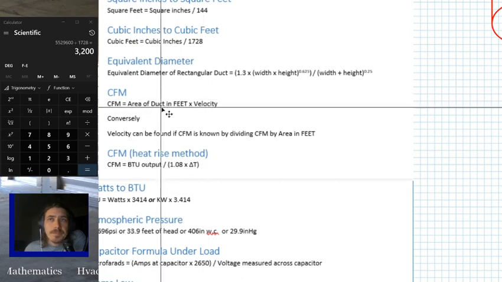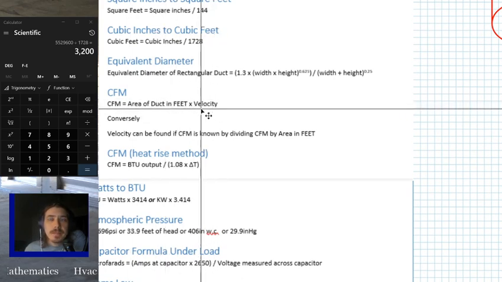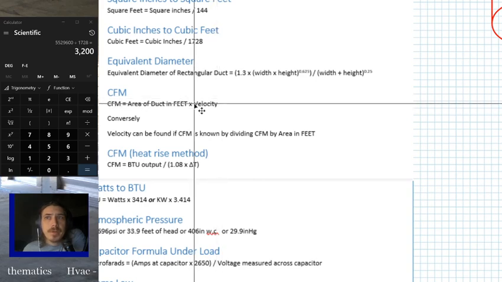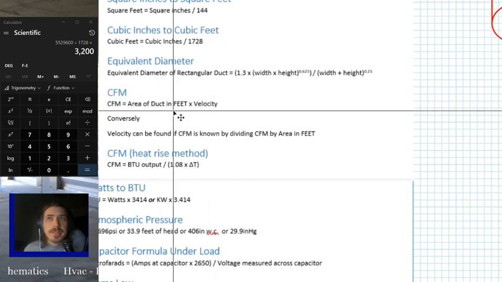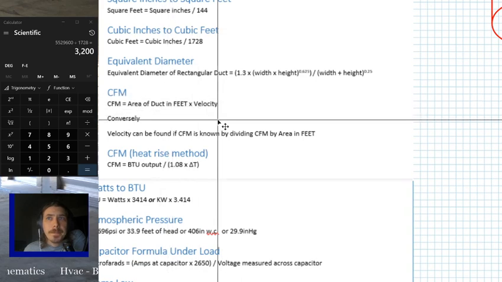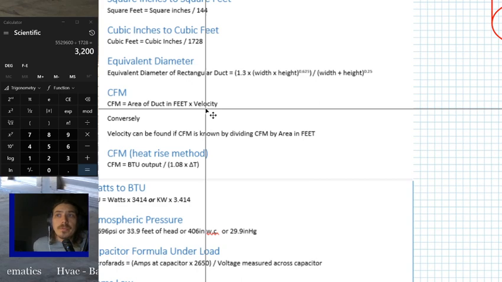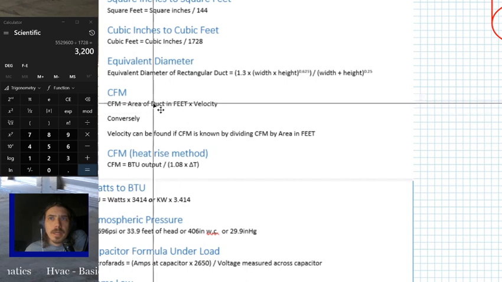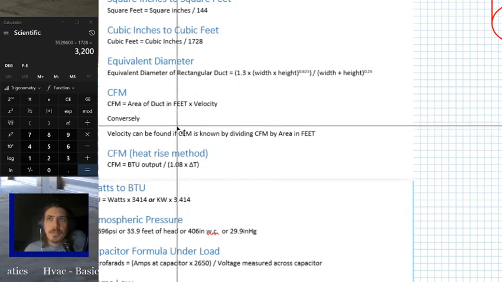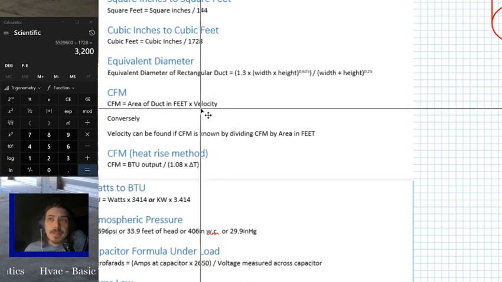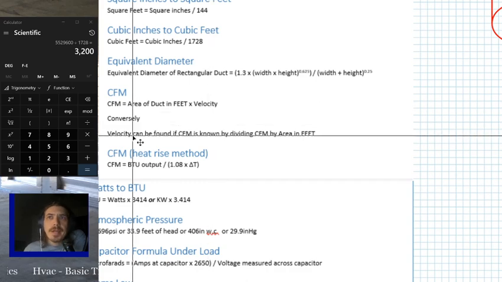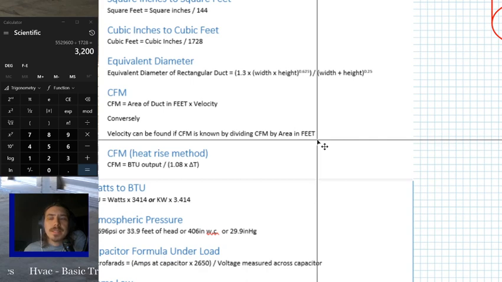CFM. If you know the velocity inside the duct, which a lot of times we're going to be targeting velocity, but if somehow you know the velocity or the velocity pressure in a duct, we can calculate CFM by the area of duct in feet times velocity. Conversely, if you know the CFM running through the duct, you can divide that by the area of the duct in feet and find velocity. So the first one we're going to talk about a lot later this year when we talk about sizing duct and finding proper duct sizes using velocity, because that's a really efficient way to do it instead of using a ductilator. But for now, say you want to know the approximate velocity in a duct.